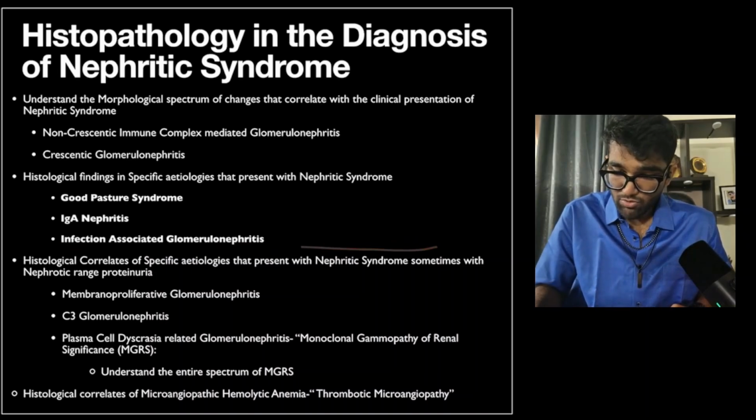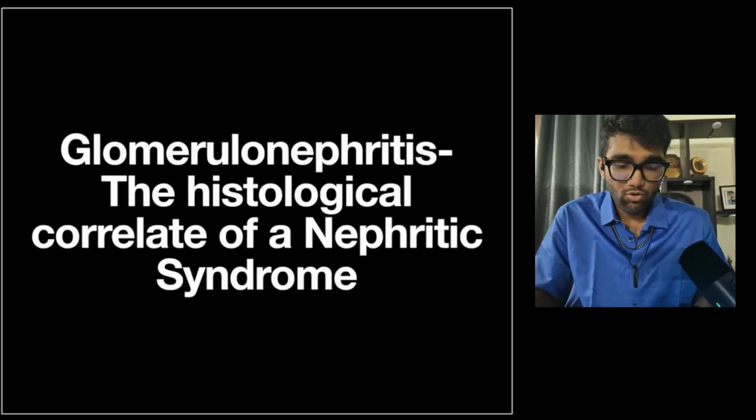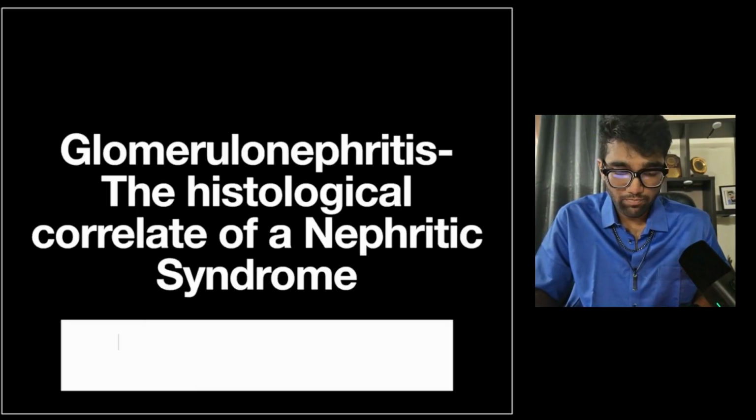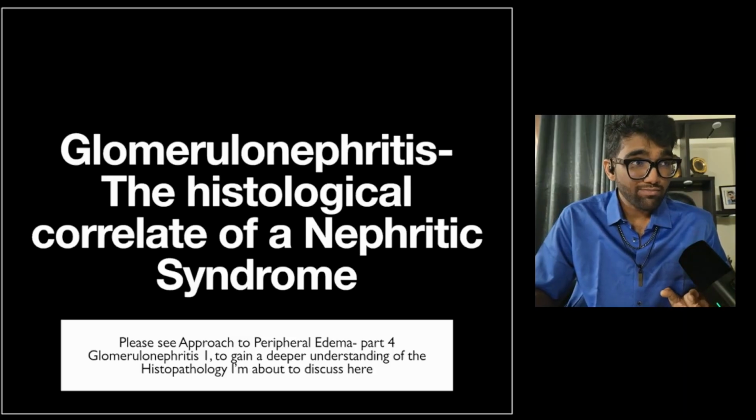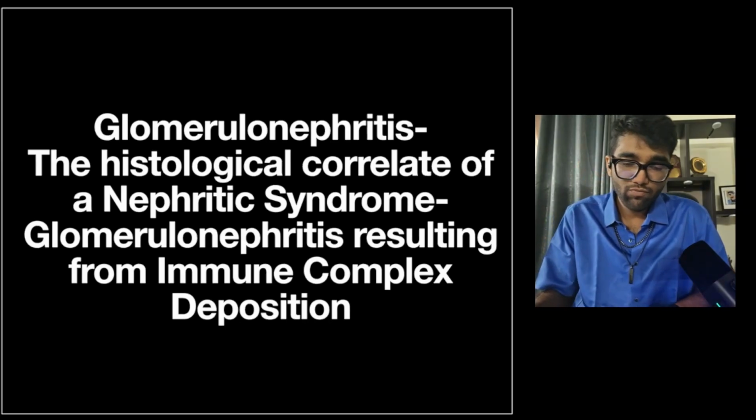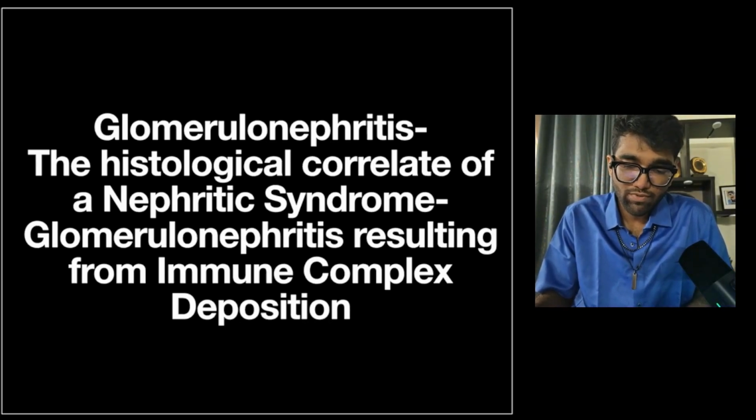Okay. So starting off, glomerulonephritis as the histological correlate of nephritic syndrome. Importantly, this is the histology of what I have discussed in the video titled An Approach to Peripheral Edema Part 4, that is glomerulonephritis Part 1. I would strongly suggest that either after watching this, you go and have a look at that video, or you watch that video first and then come back to this.